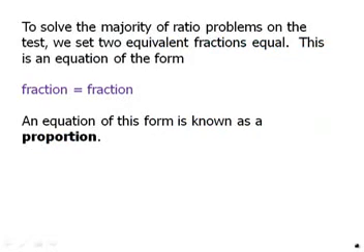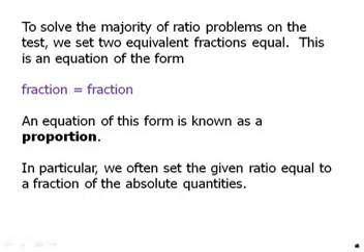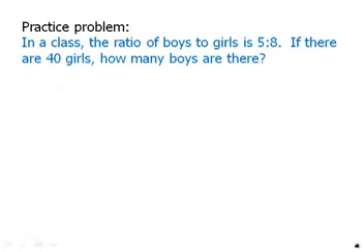To solve the majority of ratio problems on the test, we set 2 equivalent fractions equal. This is an equation of the form fraction equals fraction. An equation of this form is known as a proportion. And if you're not familiar with the mathematics of proportion, what you are allowed to do and what you're not allowed to do with proportions, I highly recommend watching the video Operations with Proportions. In particular, we often set the given ratio, the ratio given in the problem, equal to a fraction of the absolute quantities. So for example, here's a practice problem.